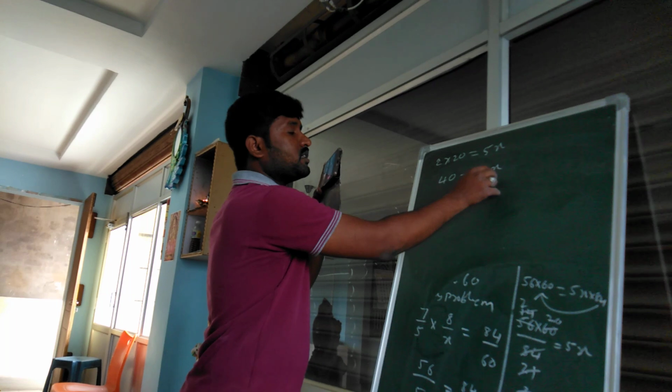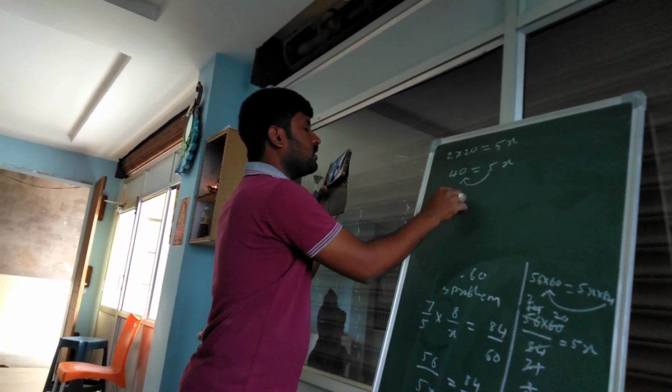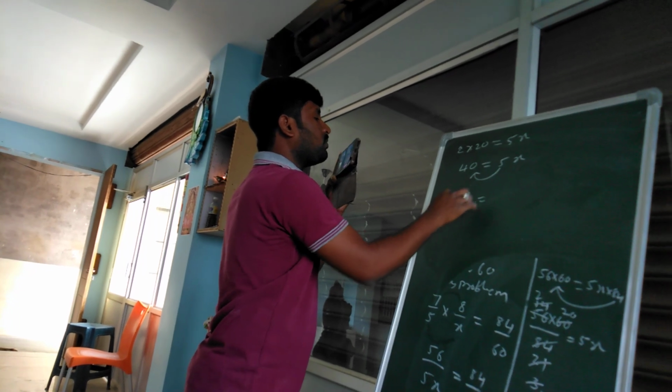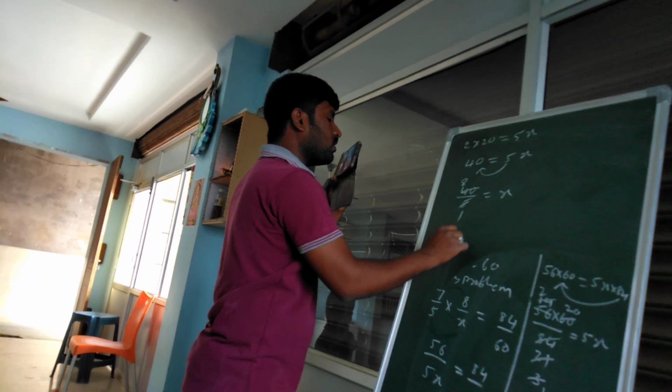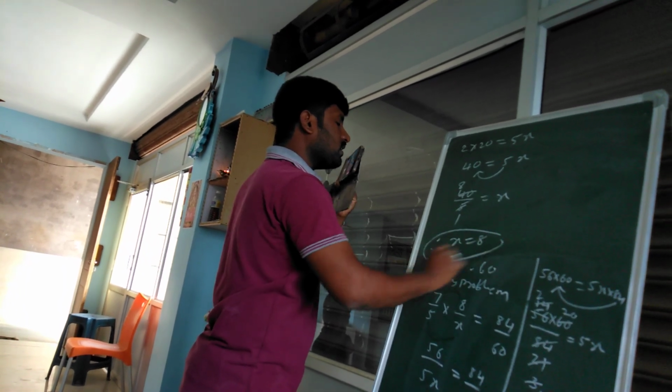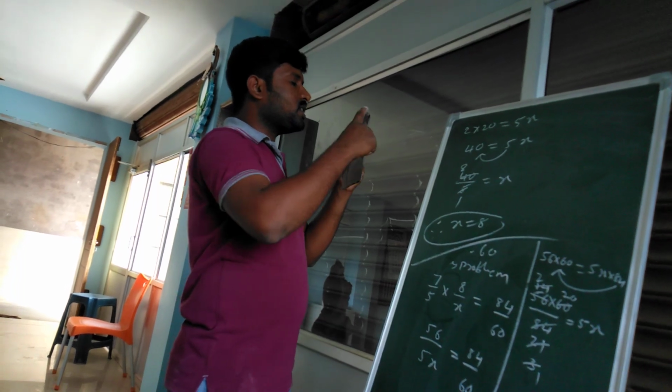5x means that is 5 into x. Transposing means the multiplication quantity becomes division quantity. So 40 by 5 is equal to x. 5 8s are 40. Therefore x is equal to what? x is equal to 8. So this is the required answer.